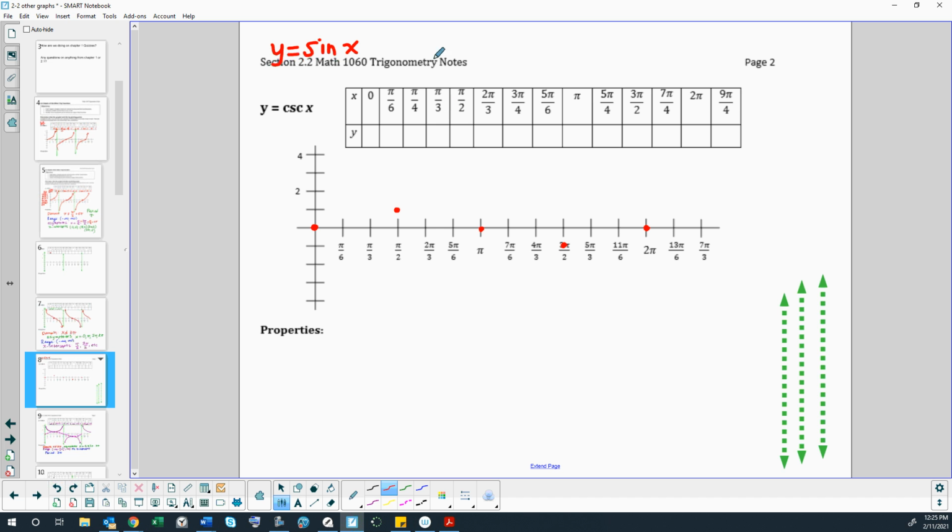So it helps to think about what those sine values are. Let's just think about our sine values really fast. If sine is 0, then cosecant is going to be undefined. If sine is 1/2, then cosecant is going to be 2. If sine is square root of 2 over 2, which is 0.7, I think is what we calculated, it's going to be the reciprocal of 0.7, whatever that is.